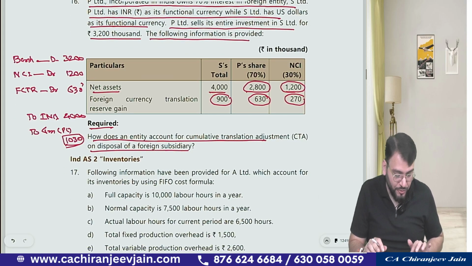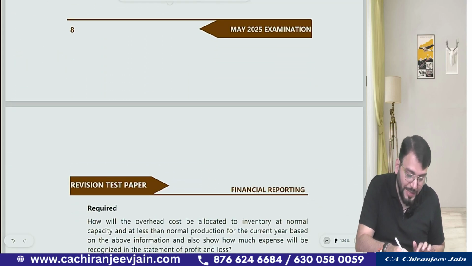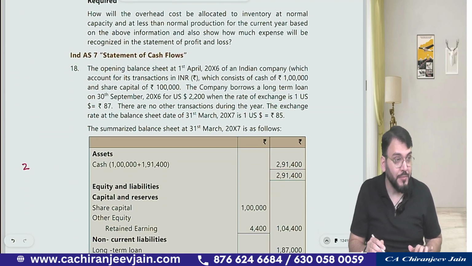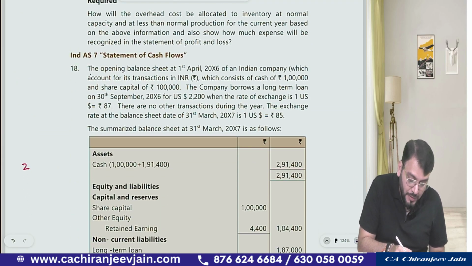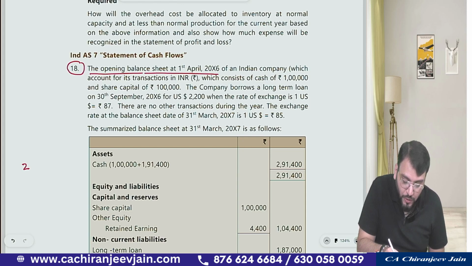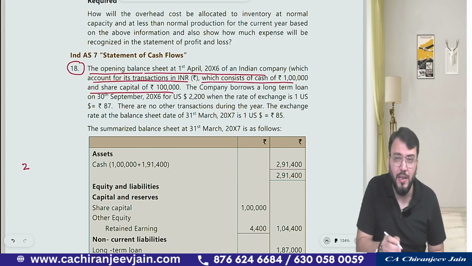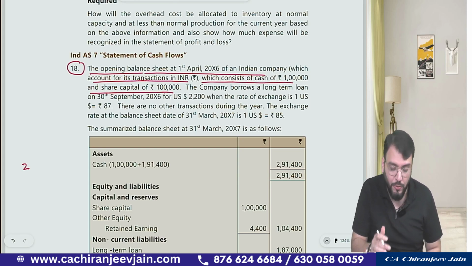Now let us come to the next question. The next question is based on IND AS 7. Now what is given? We are doing question number 18. The opening balance sheet as at 1st April 2006 of an Indian company, which accounts for its transactions in INR, consists of cash of rupees 1 lakh and share capital of rupees 1 lakh. So opening cash and cash equivalent is given as rupees 1 lakh.